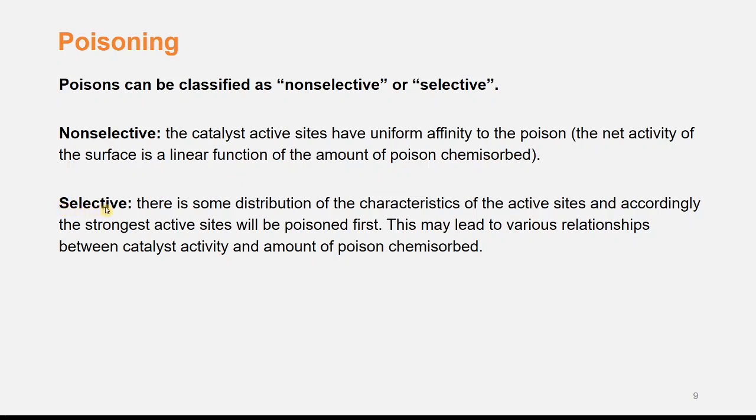For selective poisoning, the characteristics of the active sites are not all the same across the surface. Some have stronger activities than others. So the strongest active site will be poisoned first. This means that the activity of the catalyst has a nonlinear relationship to the amount of poison adsorbed.